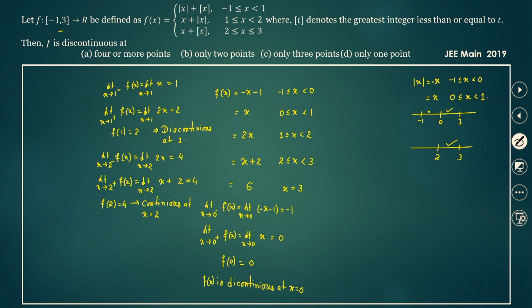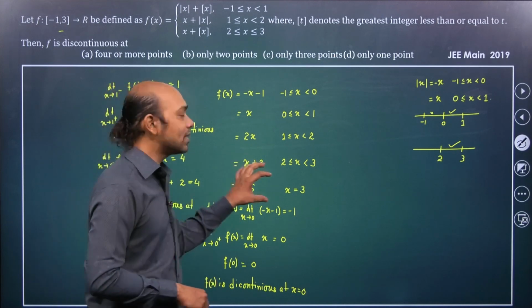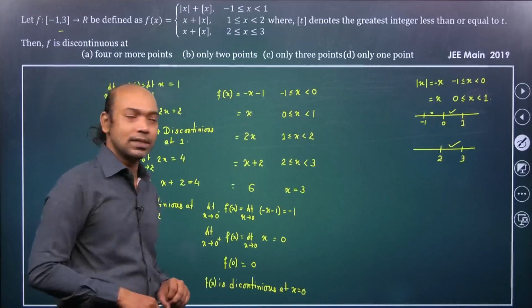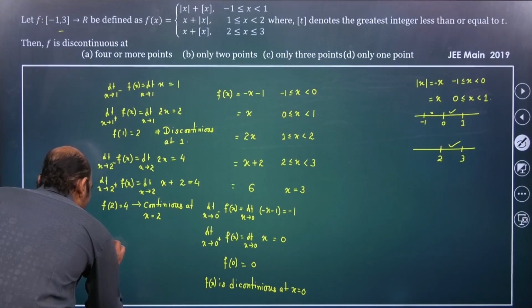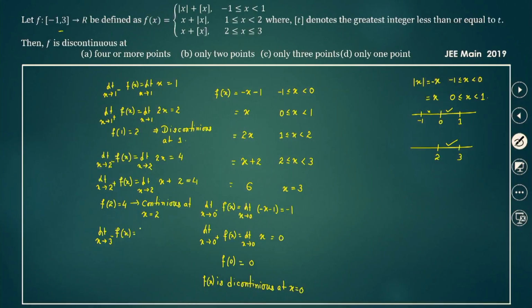So we have 1, 2 discontinuous, 1 continuous. Now only one problem is left, right? By visualization only we can say that at x equal to 3, the function is discontinuous. Why? Because see that the limit as x tends to 3 minus f(x) gives you the limit as x tends to 3 of x plus 2, and that gives me 5.